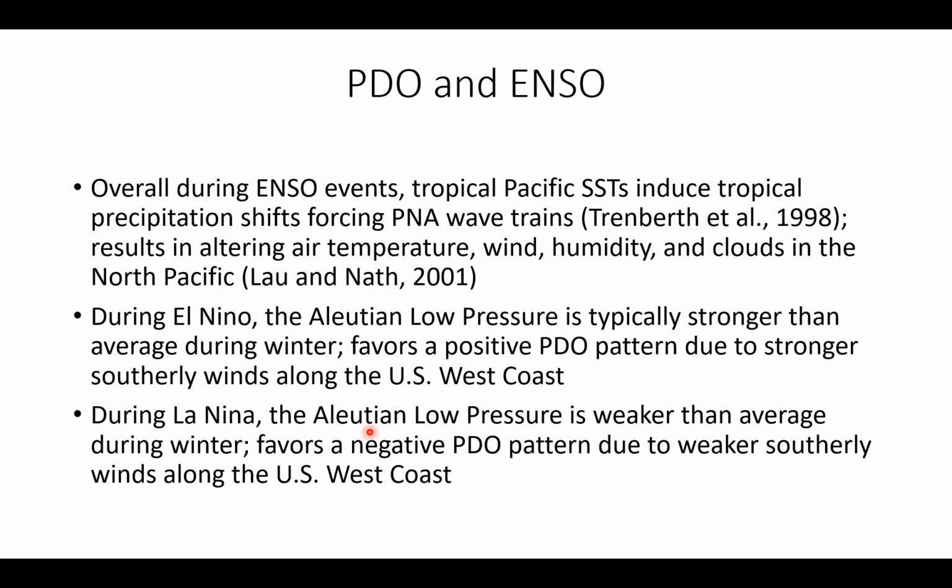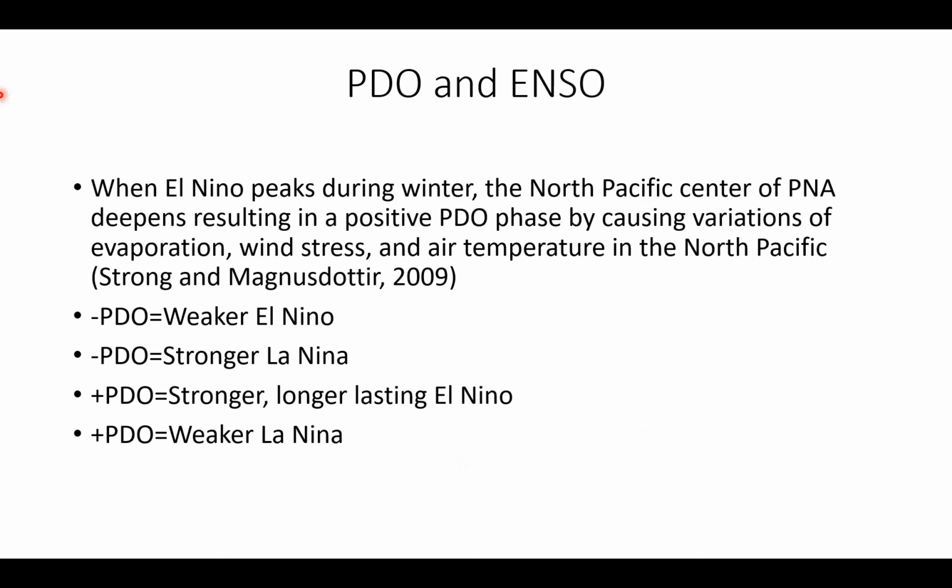Now, during La Nina, which we've seen the past 3 winters, the Aleutian low pressure system is weaker than average during the winter. This favors a negative PDO pattern due to weaker southerly winds along the U.S. West Coast. So the strength of that Aleutian low pressure system plays a significant role in what type of PDO pattern sets up off the west coast of the U.S. during the winter season.